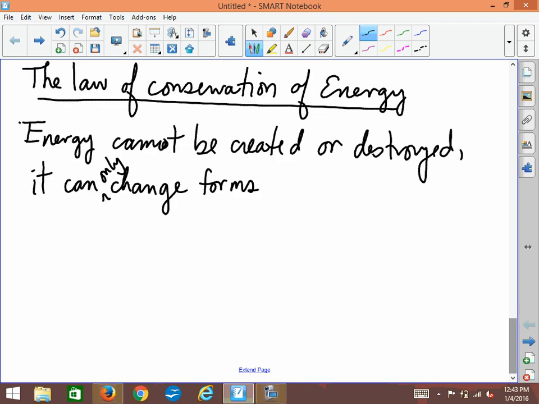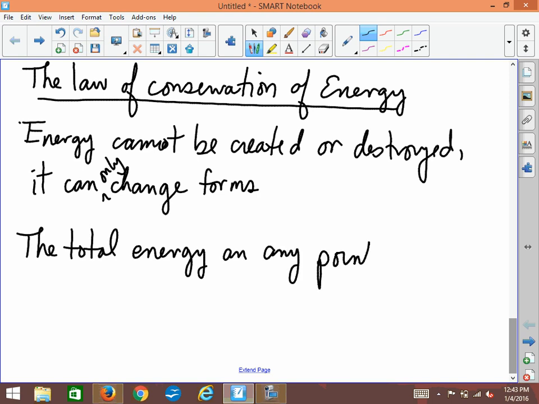Okay? Now what I like to do in physics, because we're going to start using this to solve problems, is think of it a slightly different way. The way I like to think of it is this. The total energy at any point in a scenario. The word scenario just means something happening. A ball falling off of a cliff, a hockey player shooting a puck into the net, whatever. The total energy at any point in a scenario is always the same.